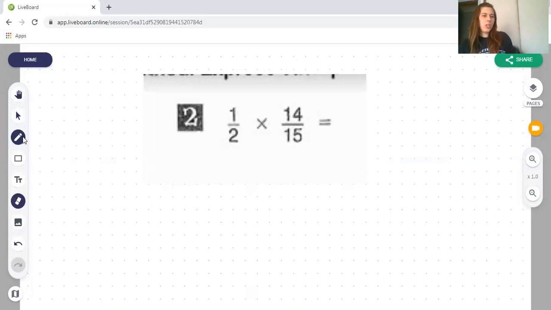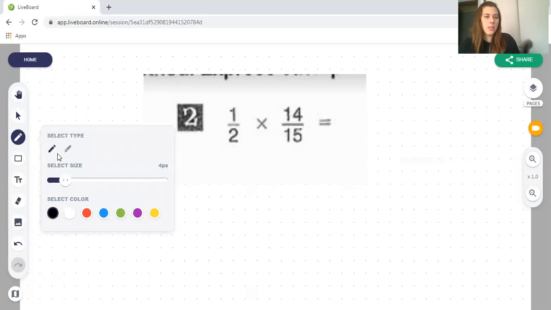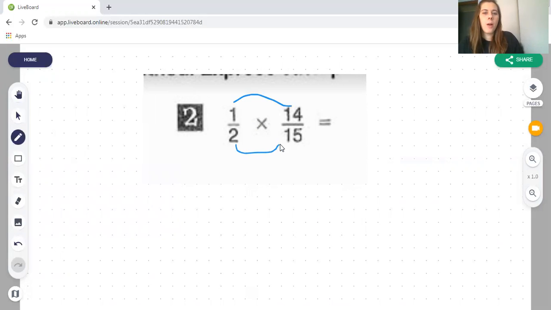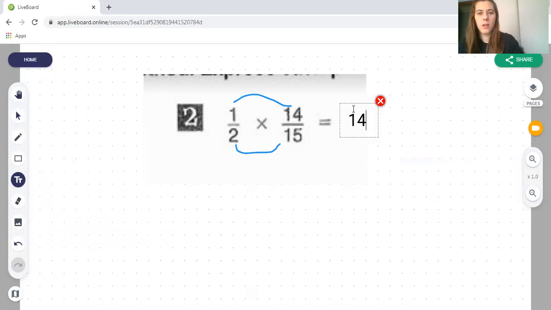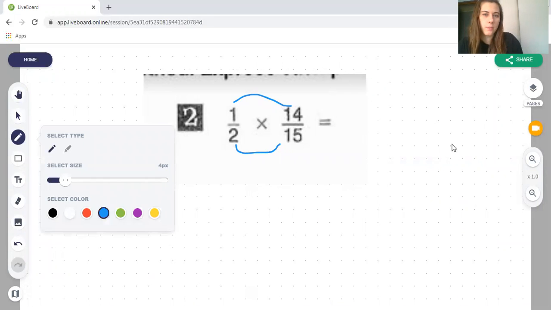So here's the cheat sheet rule of how to multiply fractions. All you got to do is just multiply across. You do not need a common denominator. So easy. So all you got to do is take 1 times 14 and you will get 14. And then you do 15 times 2. And I'll get 30. There we go. And problem solved. Look how fast that was.